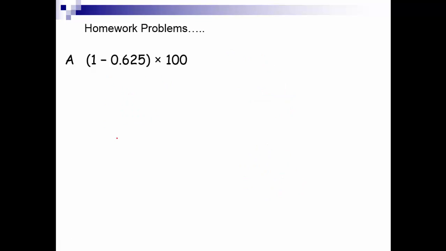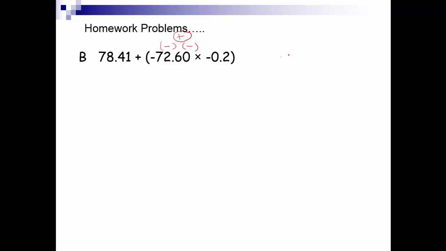Let's keep moving. For B, again, we need to work within parentheses first. So we have to multiply. A negative times a negative will be a positive. And that's important to remember. Here's my scrap work off to the side: 72.60 times 0.2. Again, when we're multiplying, we don't have to worry about lining up our decimal points. We just multiply as we normally would, then figure out where to put the decimal point.